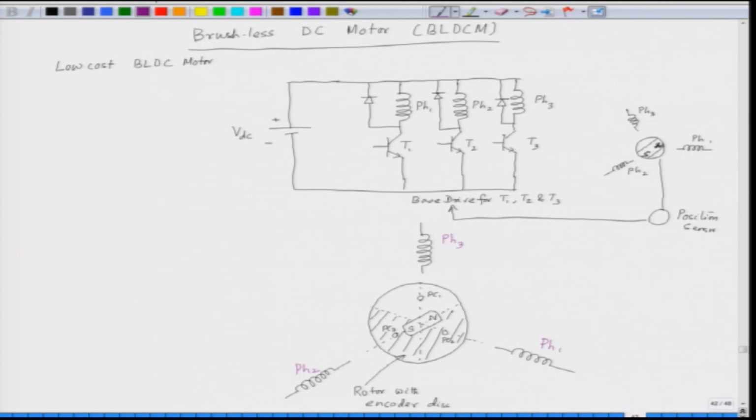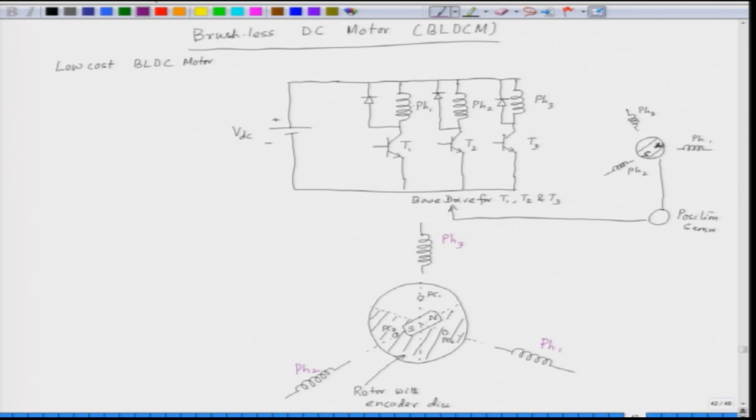Now, when we energize a phase, the phase creates a south pole and the south pole attracts the north pole. So, let us say we energize phase 1. The current will flow through phase 1 and through the transistor it goes back to the supply. So, this is the flow of the current. When phase 1 is energized, a south pole is created here, which will attract the north pole.